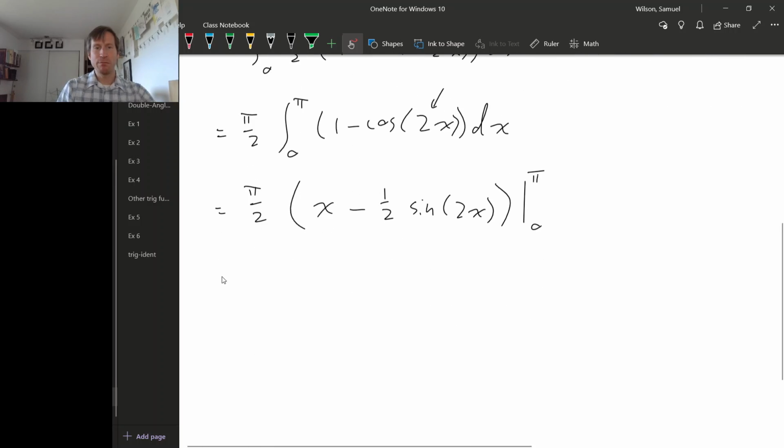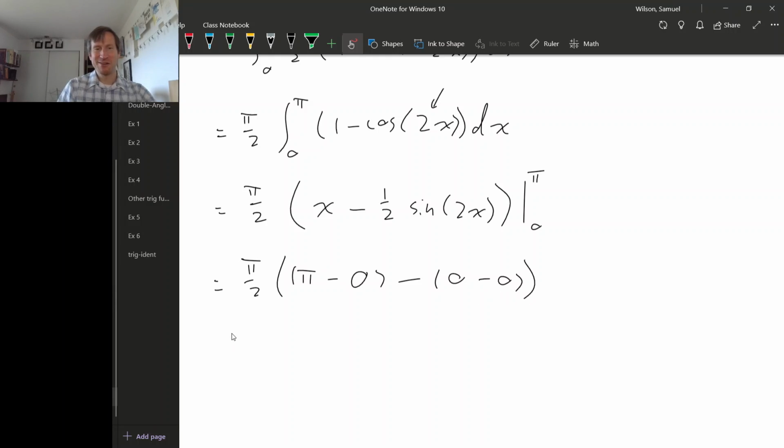Okay, and now we can plug in our bounds. So pi over 2 times, when we plug in pi, we get pi, minus, and then sine of 2 pi is 0, minus, and then plug in our bottom bound, we get 0 minus 0. So this whole thing turns into pi squared over 2.